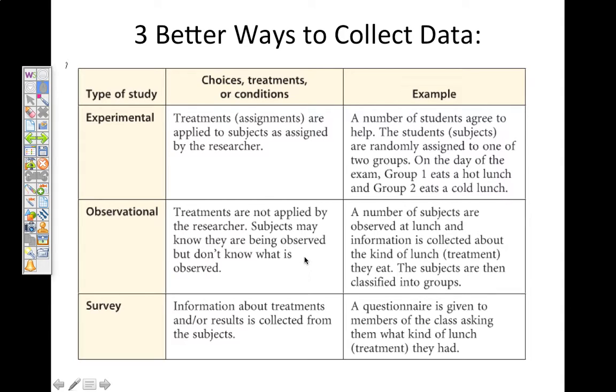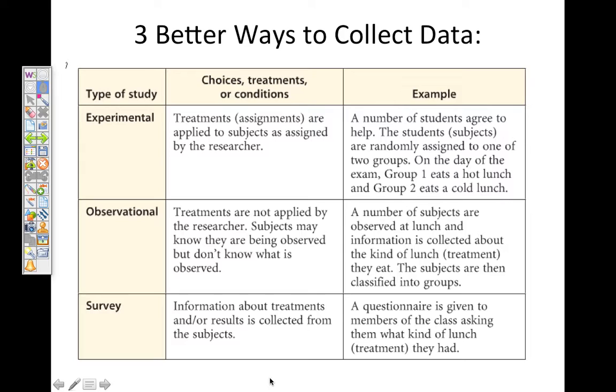In an observational study, you don't assign things. So treatments are not applied by the researcher. Subjects know they are being observed, but they don't know what is being observed. So an example, a number of subjects are observed at lunch, and the researchers collect, did they eat hot lunch or did they eat cold lunch? And then they record the results from there. So the people don't know why they're being observed.